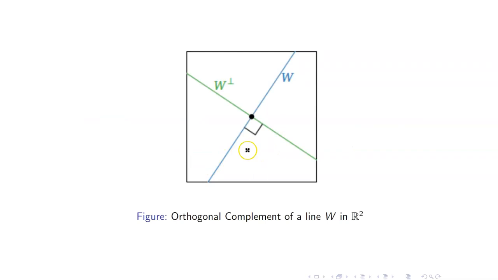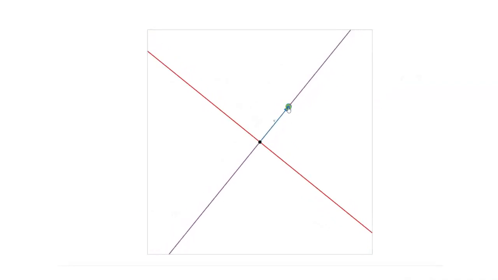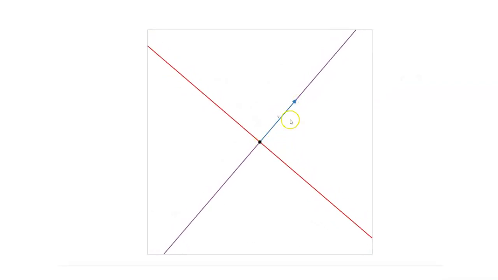So here is a picture of the orthogonal complement of a line in R2. What will be a line in R2? W will be the span of a single vector. Its orthogonal complement will be a line perpendicular to your W. Here I have my V. I can move my V here. V is the blue arrow and the purple line is the span of V. Let's call it W. W is the purple line and W perp is the red line.